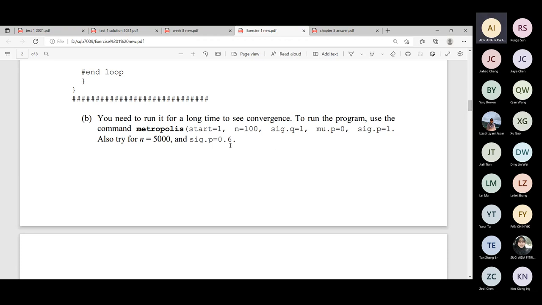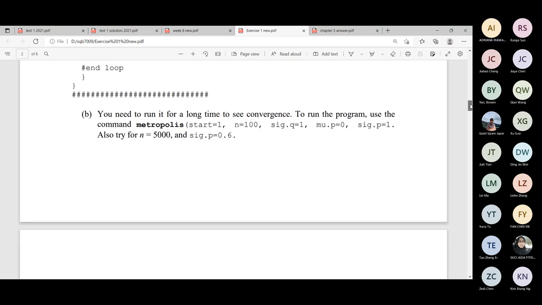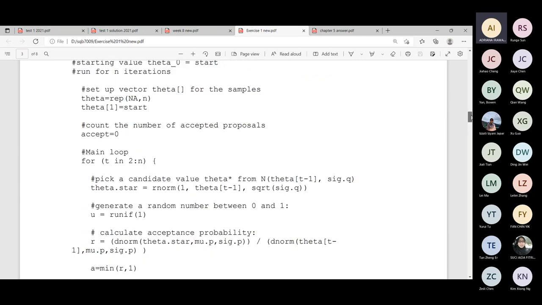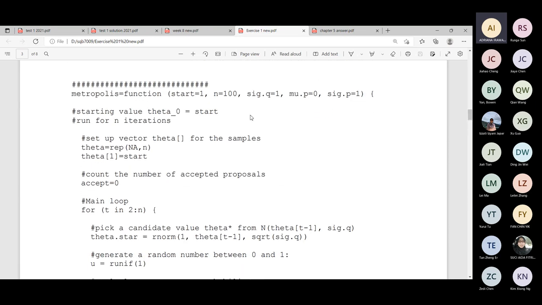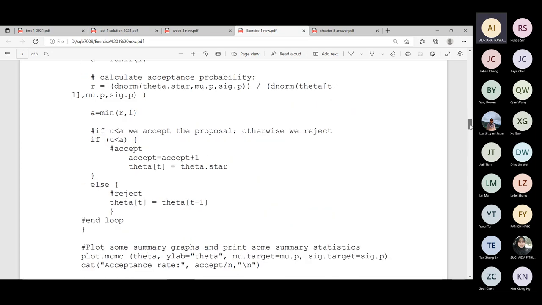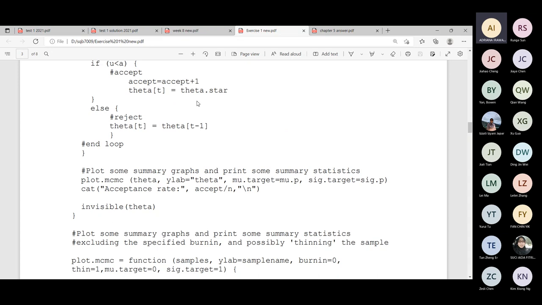So this is where you have to do it for 5,000 iterations. And remember this bracket, close bracket here. You can change the number of iterations, and you can change the variance and the mean. You can see if you get rid of all the plotting, it's short. You start off, then you go straight to here, and you have the proposal, you have your R, you have your A, and then you accept or you reject.